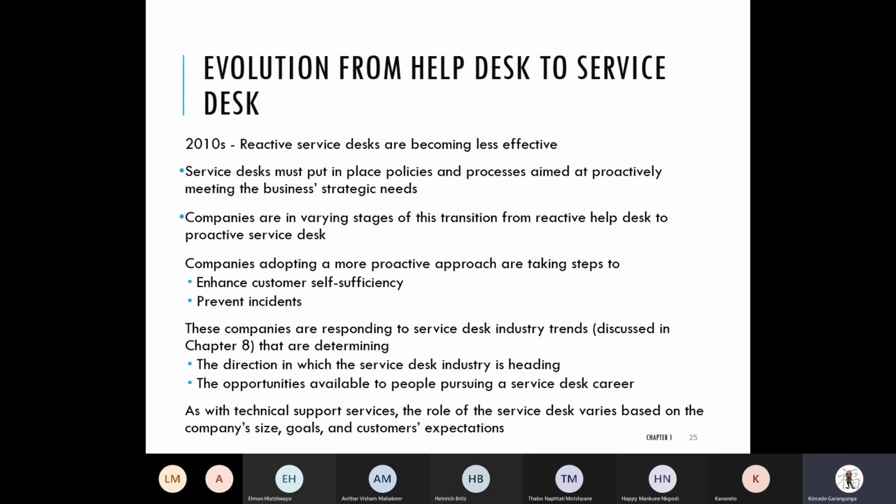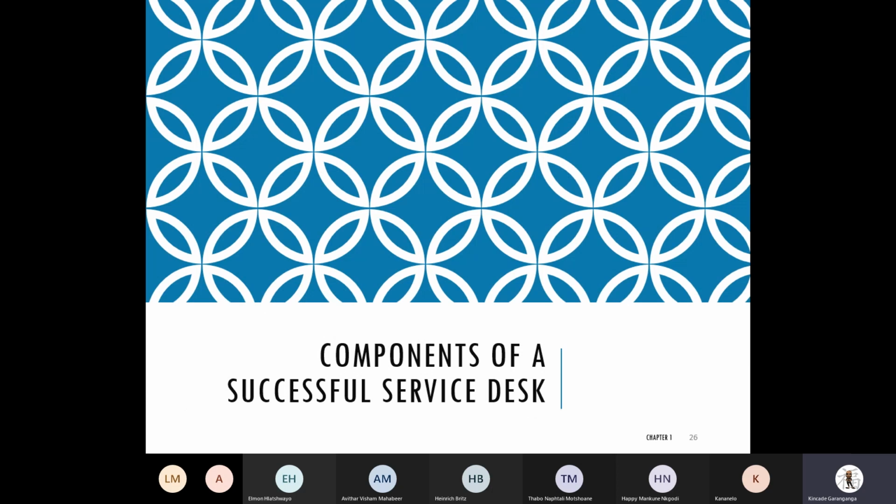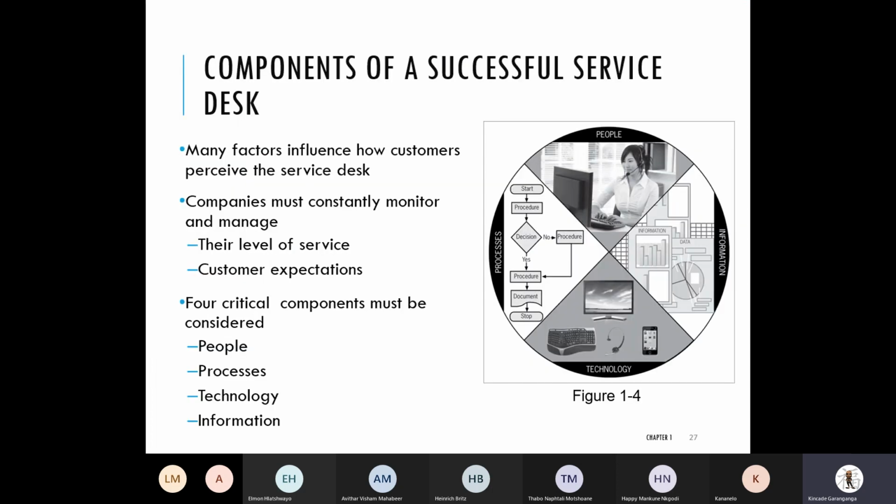And then naturally, you find that a lot of opportunities are available for individuals that are looking at jumping into this particular career, as far as service desk environments are concerned. And then I think in our last main section, as far as today's setup is concerned, is looking at the different components that make up a successful service desk. What are these, and why are they relevant, and how do they assist in that regard?